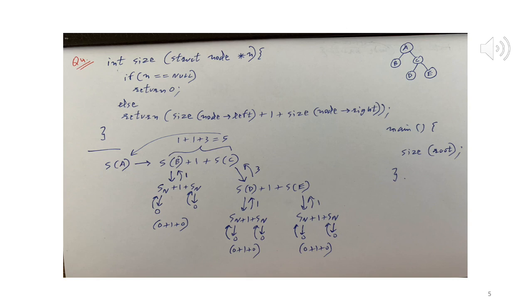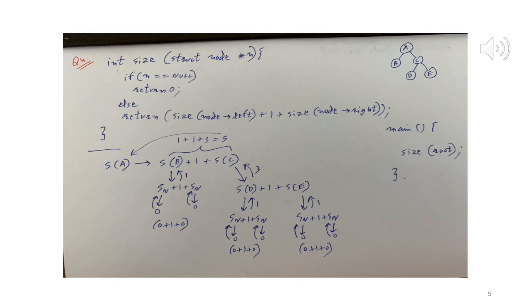Plus 1 and then plus SE. The SE story is the same as with D. We call size with a pointer to E, and after the function call, n points to node E. It's not null, so it results in two more calls: size with E's left child, which is null, plus 1, plus size with E's right child, which is also null. Those are two S null. Calling size with null returns 0, we know that. So 0 plus 1 plus 0. Finally, what SE returns is 1.